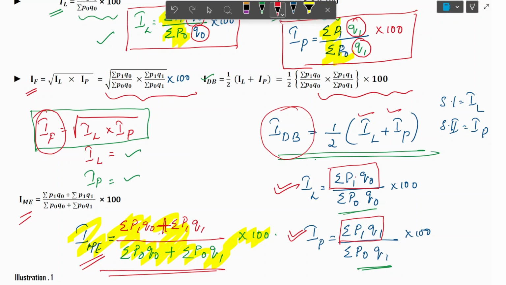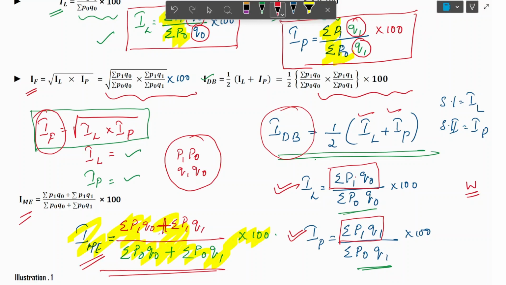Denominator of IL plus denominator of IP. This is a way to remember it, write and learn. Here we use the notations P1, P0, Q1 and Q0. That means here, instead of weightage W, we are considering Q1 and Q0. Consumption of the first year, means current year, and this is for basic.